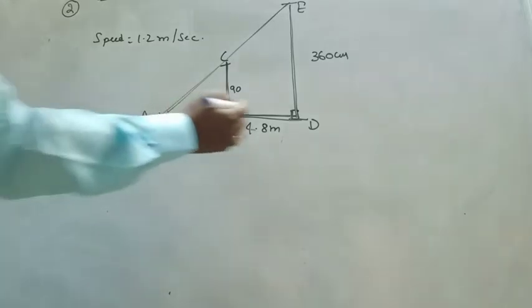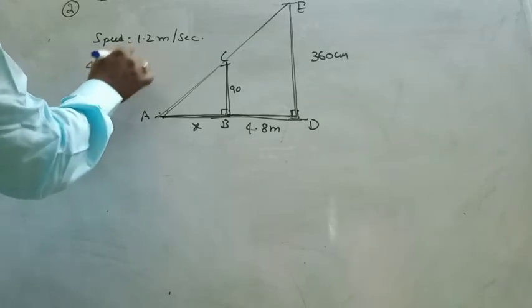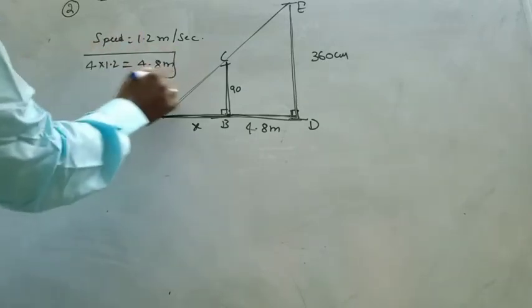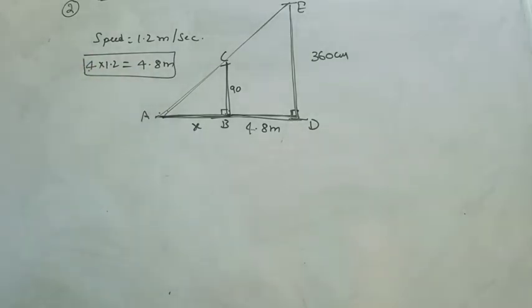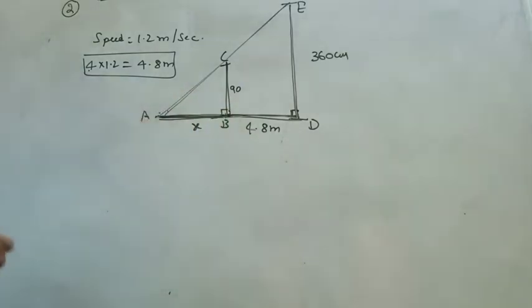Very good. For 4 seconds, 4 into 1.2 is the distance, that is now 4.8 meters, right? Fine. This is what we have written. Now her shadow is nothing but BA. This is what we are required to find, my dear students. This is the third problem in the 8.2 exercise on similar triangles.